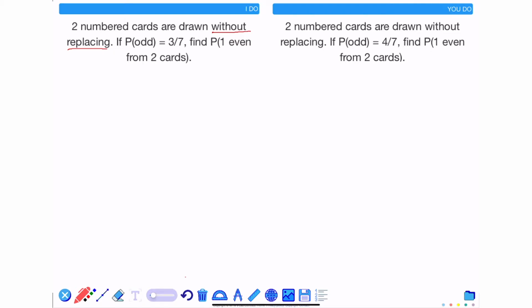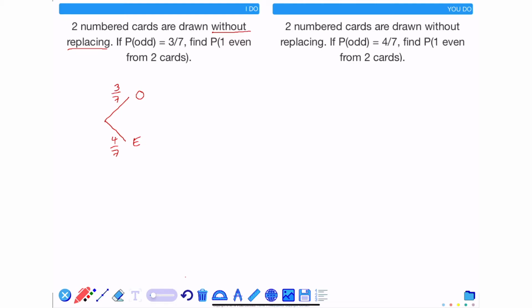So I think one of the best things you can do with a question like this is to always draw a diagram. A diagram will help you to see all the different outcomes that you can get from, in this case, selecting two numbered cards. The probability of getting an odd number on the first card is 3/7. The probability of getting an even number must be what's left. 1 take away 3/7 is 4/7.